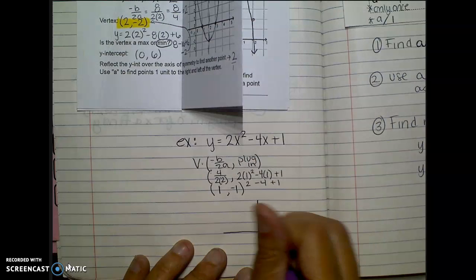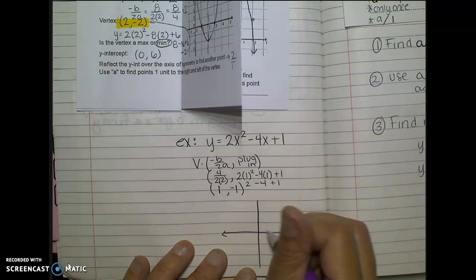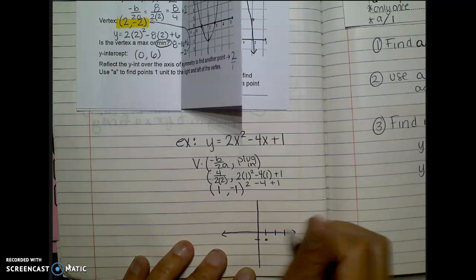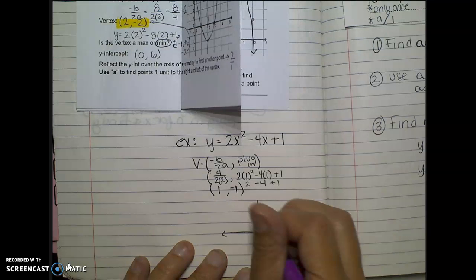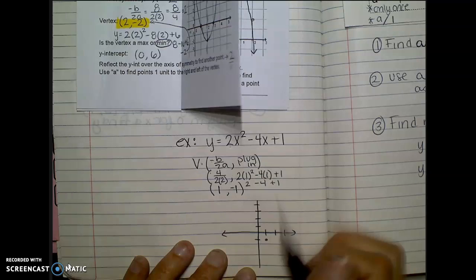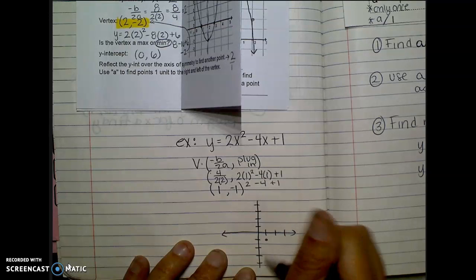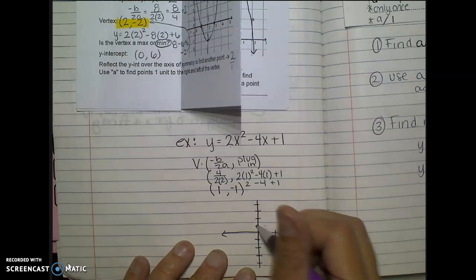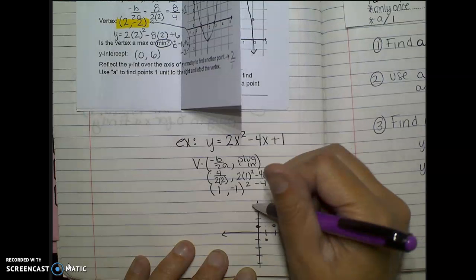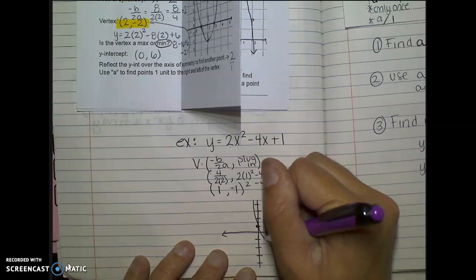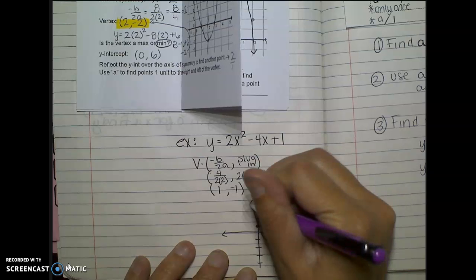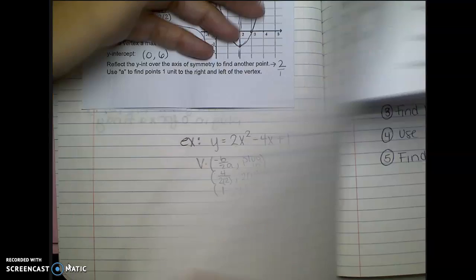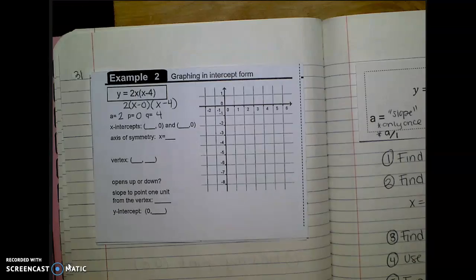So if I was graphing this, I would plot (1, -1), and then I would do my slope, which is 2, only once. So from there, I would go up 2 over 1, and I can flip it over, put it on the other side, because we have that axis of symmetry, and then boom, there's my parabola. Okay? The last way we talked about graphing was in intercept form.